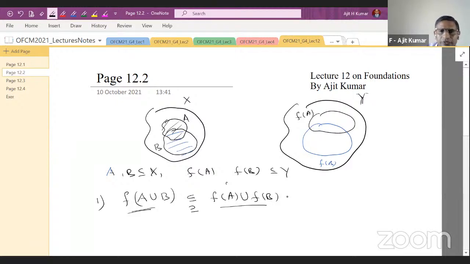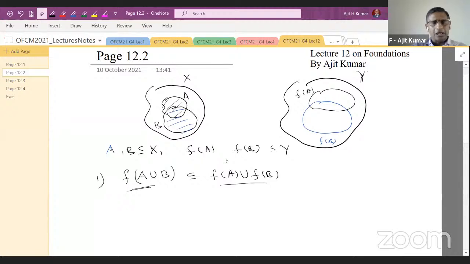Right? Okay, so let us first look at the first part, so that we can concentrate on one part. Let us just look at how we can deal with this. If I have to show that f of A union B is a subset of f of A union f of B, how do we show that?